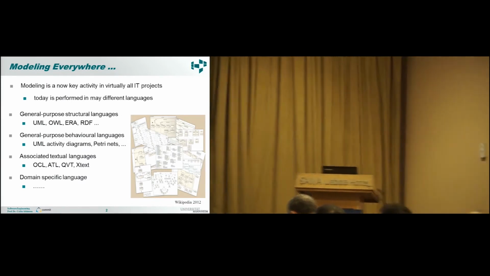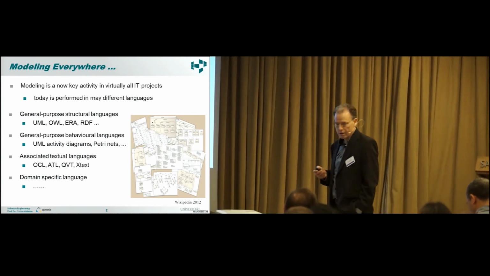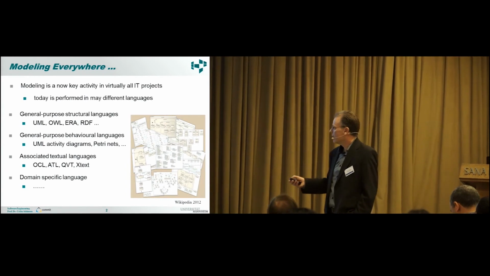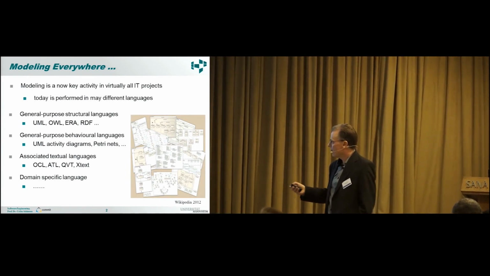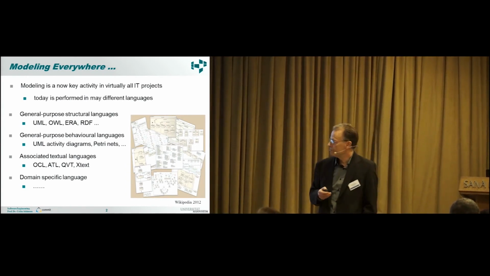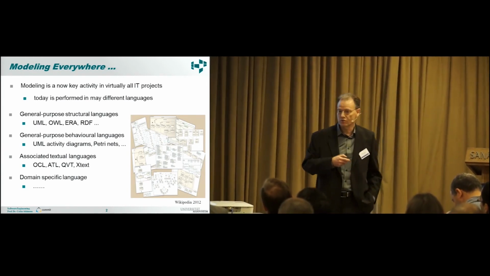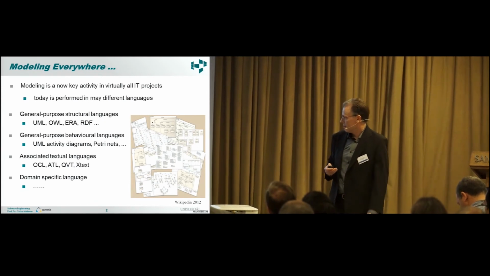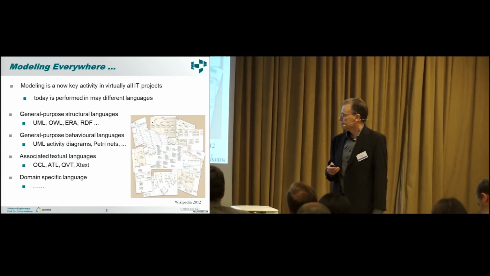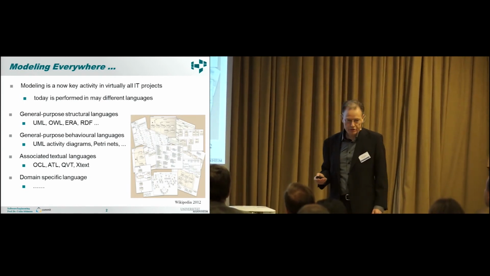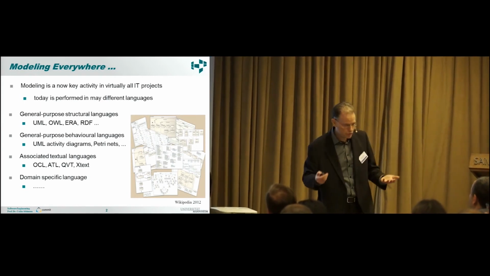And we have a lot of languages. You know, UML is important, but is not the only game in town now. OWL, of course, and RDF are important in the semantic web space. You've got the old entity relationship attribute modeling approaches, which are still important for databases and so on. These are kind of representation languages for structural information.